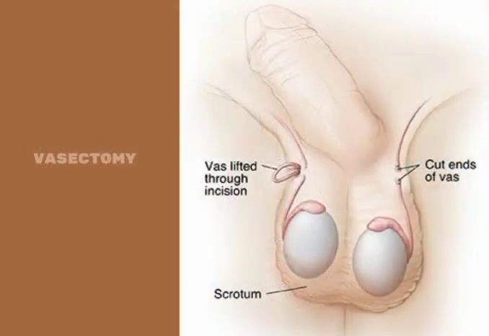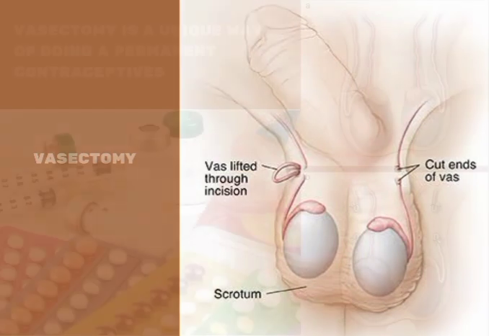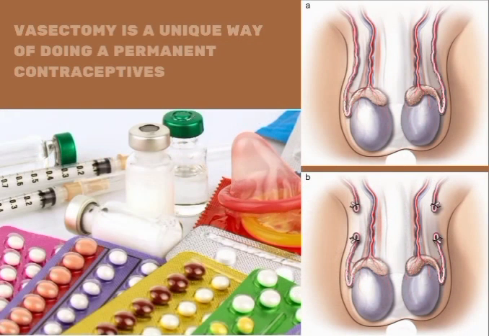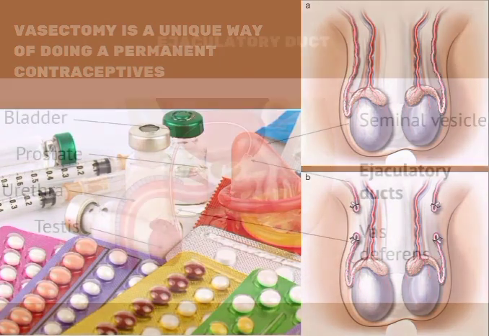People who have a vasectomy become infertile even though they have motile sperm, because the cells cannot migrate out and be inserted into the vagina for fertilization of the egg. In short, vasectomy is a unique way of providing permanent contraception.